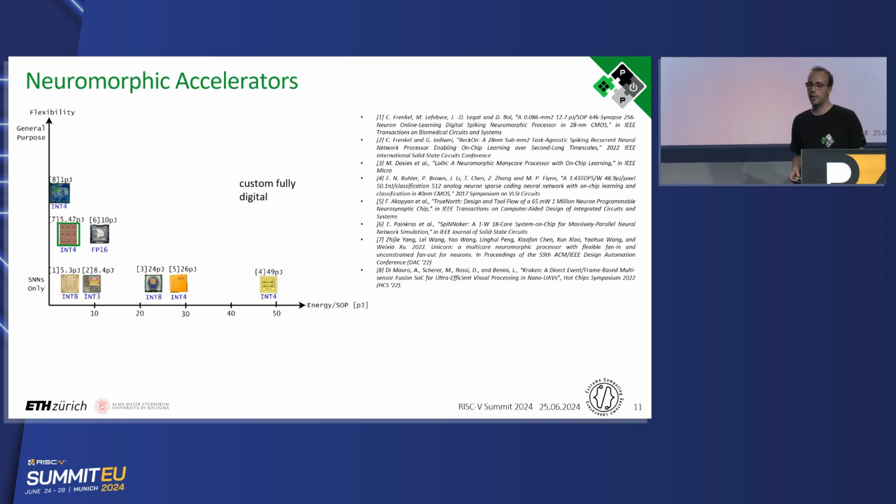The second family is made up of custom fully digital accelerators, which at the moment do not provide enough arithmetic support for this kind of network, and also the network topology that you can map on them is very limited.